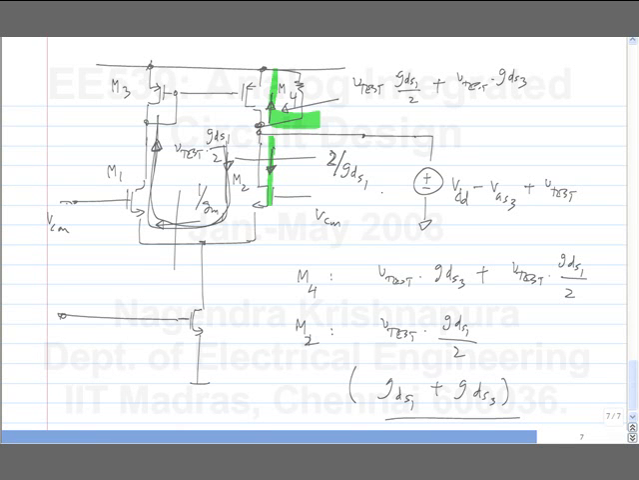And secondly, when this current flows here, not all of it gets mirrored, because of the output conductance of M3. So that's also a good enough approximation. So this is by and large right.